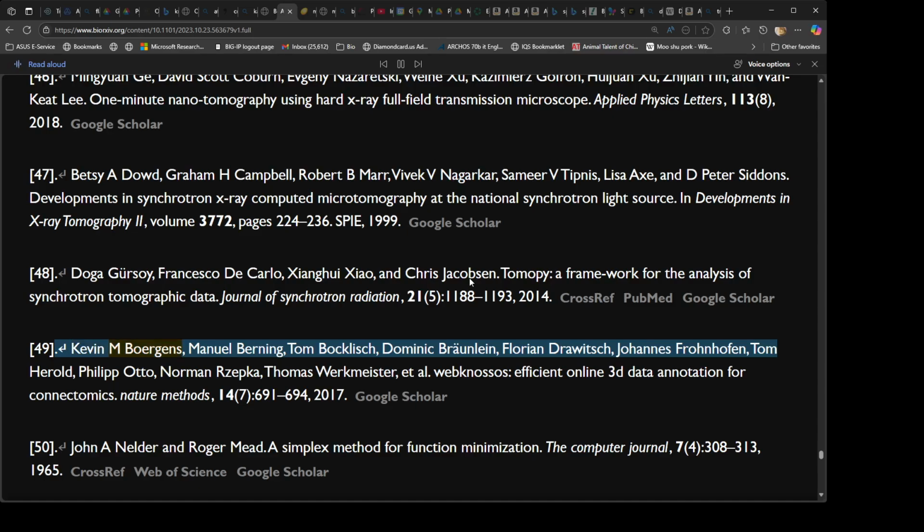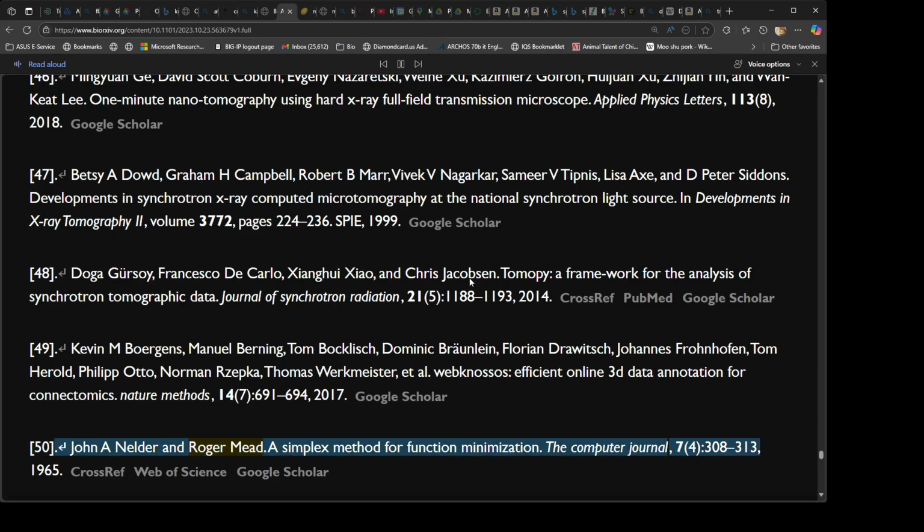Kevin M. Boergens, Manuel Berning, Tom Bocklish, Dominic Bronlian, Florian Draich, Johannes Fraunhofen, Tom Harold, Philip Otto, Norman Rezepka, Thomas Workmeister, et al. webKnossos. Efficient online 3D data annotation for connectomics. Nature Methods 14, 691-694, 2017. Google Scholar. 50. John A.